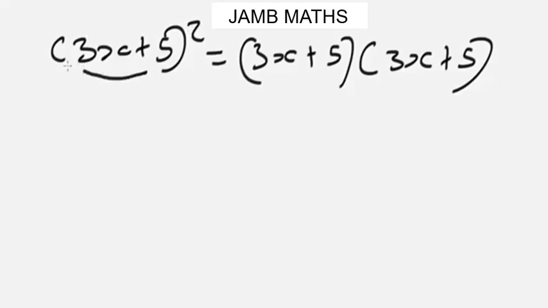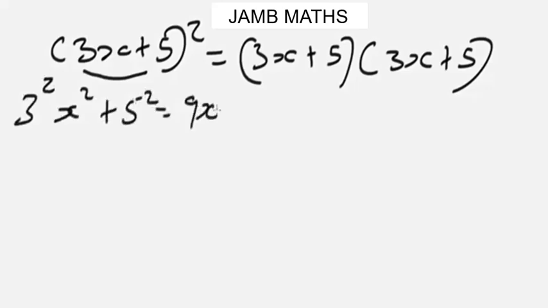For instance, if you go and do it like this, 3 squared, x squared plus 5 squared, which is 9x squared plus 25. If you do it this way, you are totally wrong. So that's not the way you ought to do it. This is absolutely wrong.